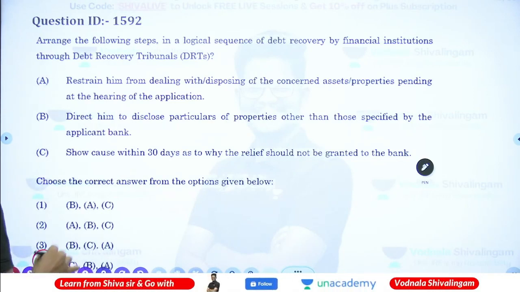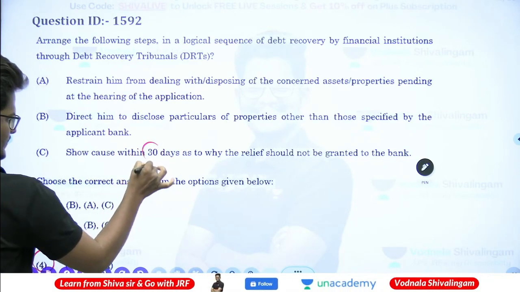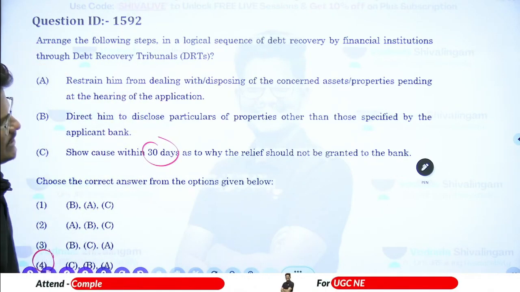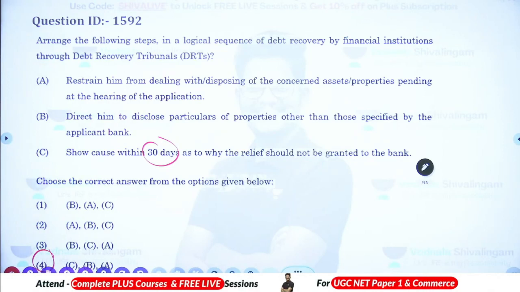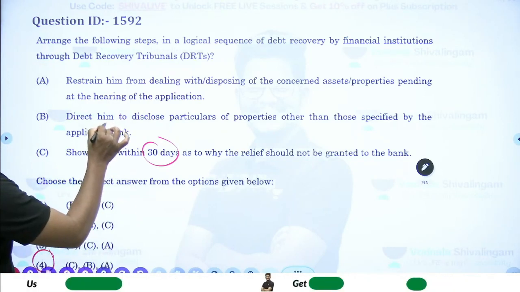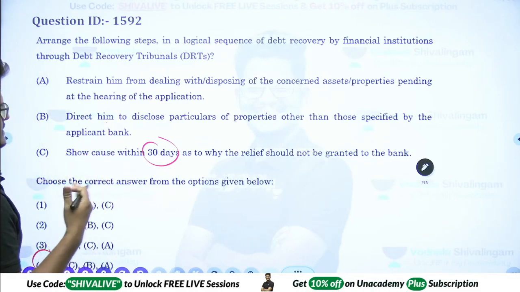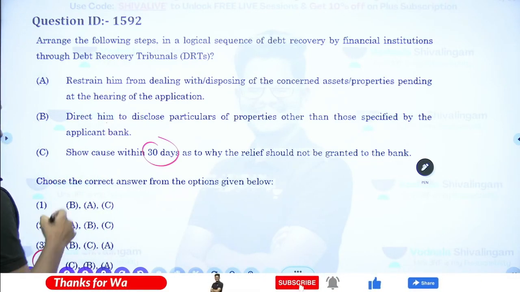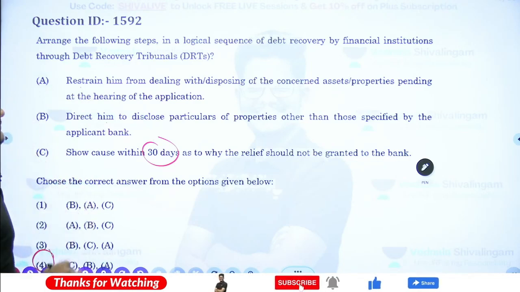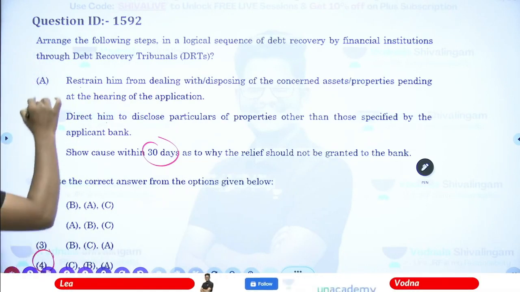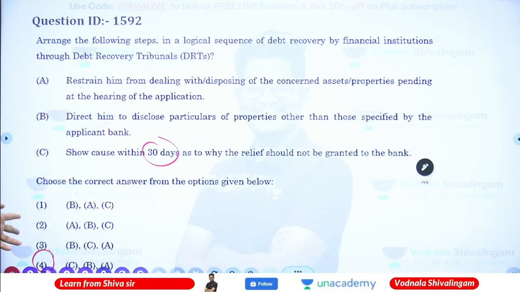Right, reverse order. First, give a show cause notice within 30 days why the relief should not be granted for that particular agency or institution. Next, direct that institution to disclose the particulars of properties other than those specified by the applicant bank. Next, restrain them from dealing with or disposing of the concerned assets or properties pending. By disposing of them, we will be taking an amount from them for the repayment of it.